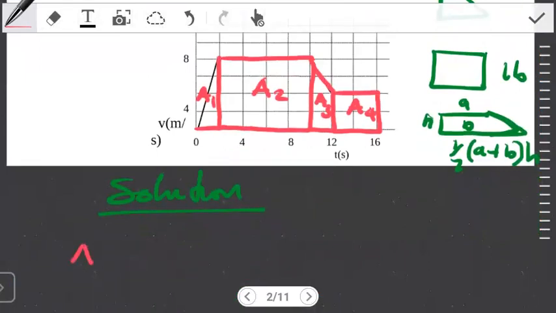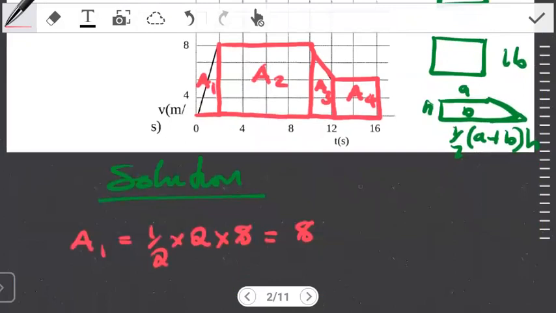So for the area under the graph, first we get A1. A1 is a triangle, this triangle here. So if I work it out, it's half. The base is from 0 to 2, so that's 2. The height is from 0 all the way up to 8, so the height is 8. So if I multiply this, I get A1 is equal to 8.